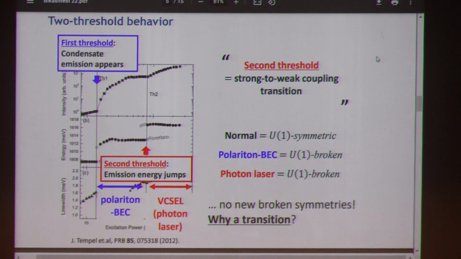If you move to higher powers, surprisingly what you then see is a second jump, where the emission energy changes abruptly from one place to another, and there's a second onset of enhanced emission, the so-called second threshold. That's been interpreted, I think correctly, for a number of years as a kind of strong to weak coupling transition.